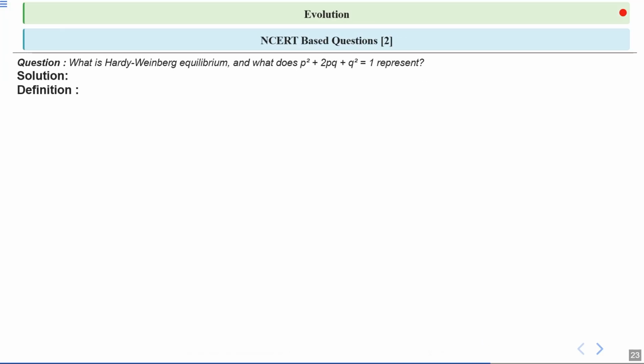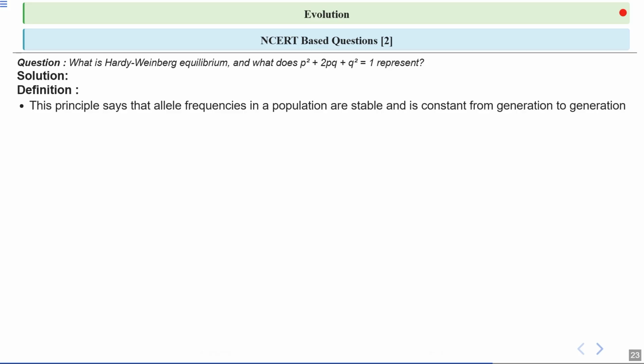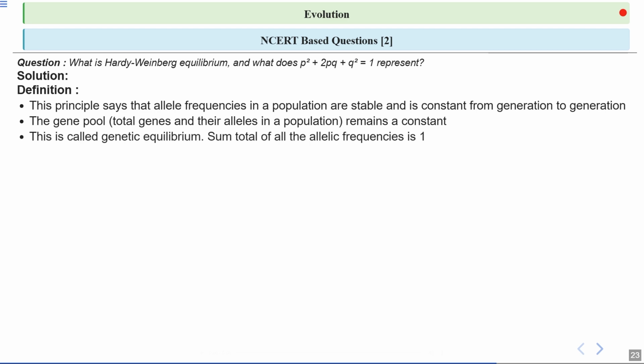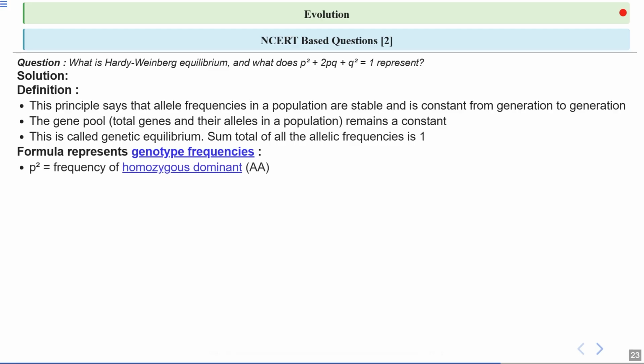So let's have a look at the answer. Okay, so the Hardy-Weinberg equilibrium, or this principle, says that allele frequencies in a population are stable and constant from generation to generation. Now the gene pool, which is the total genes and their alleles in a population, remains constant. This is known as genetic equilibrium, and the sum total of all the allele frequencies will be equal to 1. Clear? Now the formula which represents genotypic frequencies is given below.